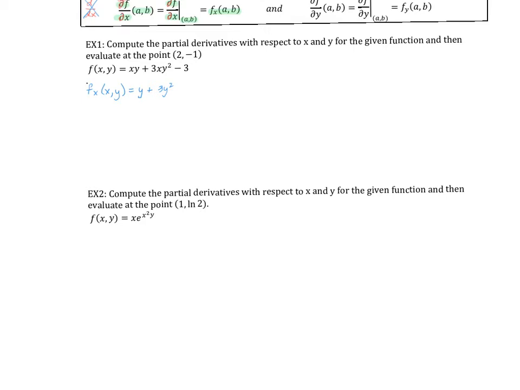If I evaluate the partial derivative with respect to x at the point (2, -1), I'm just putting in 2 for x, -1 for y, so I get -1 plus 3, which is equal to 2.